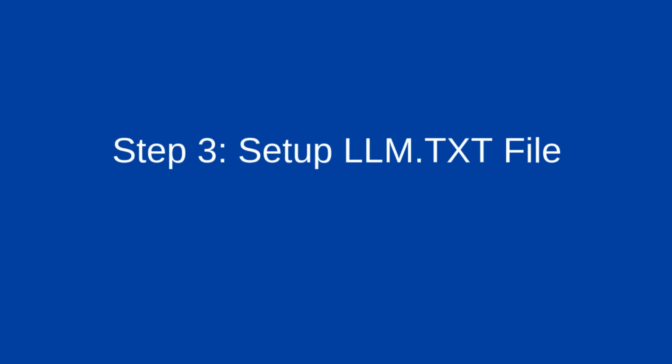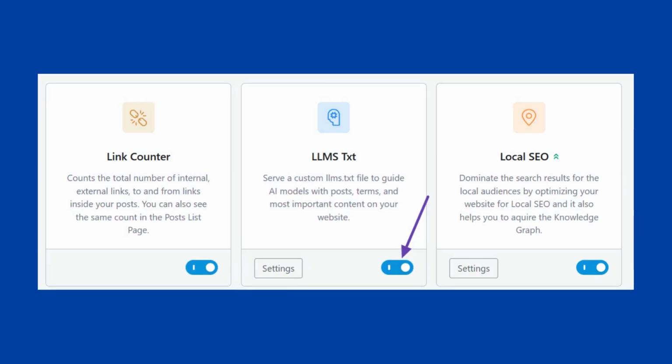Step 3. Use the new LLM.txt file. Just like robots.txt tells search engines how to crawl your site, LLM.txt tells AI engines what your site is about. The best part? You can generate it directly inside WordPress using RankMath. By the way, I've already made a detailed video on how to set up the LLM.txt file using RankMath, so you can watch that video here on my channel after this one.